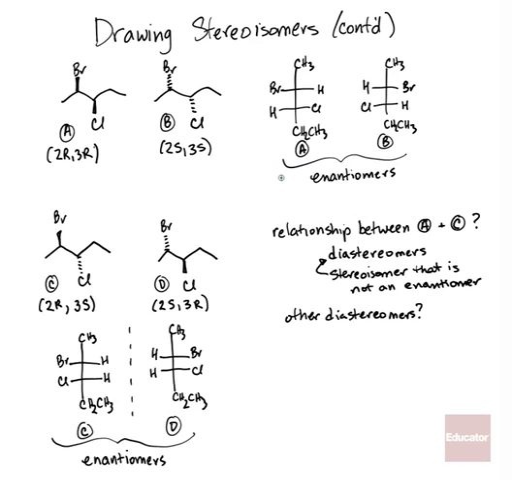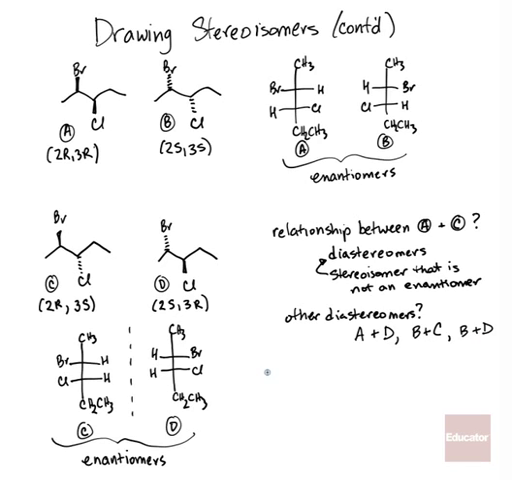What other compounds can be described as diastereomers of each other? Well, A and C are diastereomers, but A and D are also diastereomers. And the relationship of B to either C or D would also be diastereomers. So A and D, or B and C, or B and D. So any other combination other than the enantiomers we describe as diastereomers.